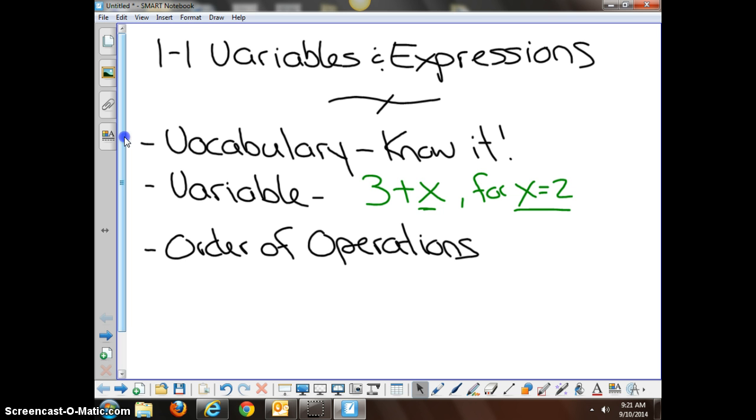Usually when we get into pre-algebra, we'll be solving for that variable, but in this case, for this lesson, that variable will be assigned a number.